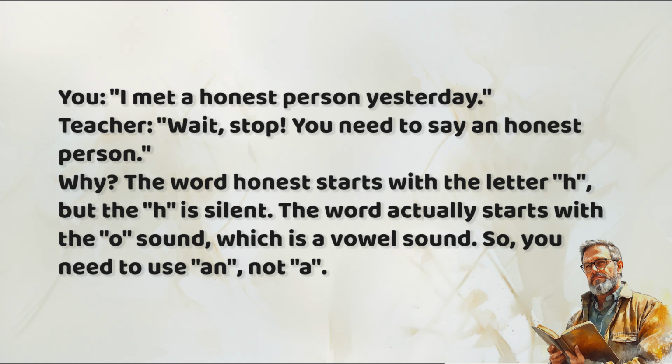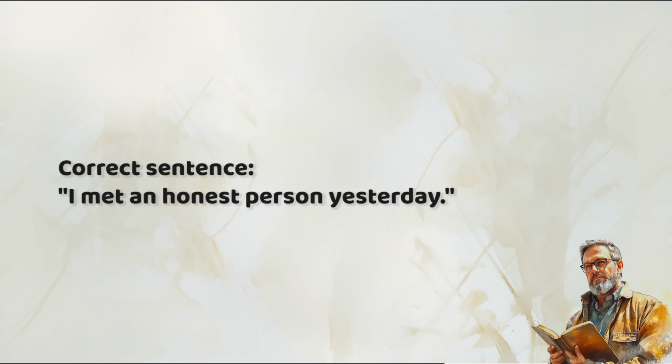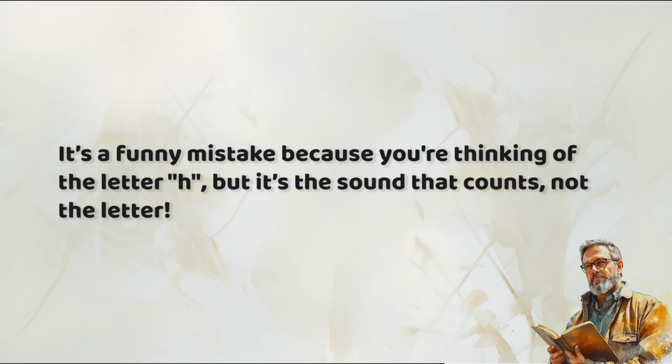Why? The word honest starts with the letter H, but the H is silent. The word actually starts with the O sound, which is a vowel sound. So you need to use an, not a. Correct sentence: I met an honest person yesterday. It's a funny mistake because you're thinking of the letter H, but it's the sound that counts, not the letter.